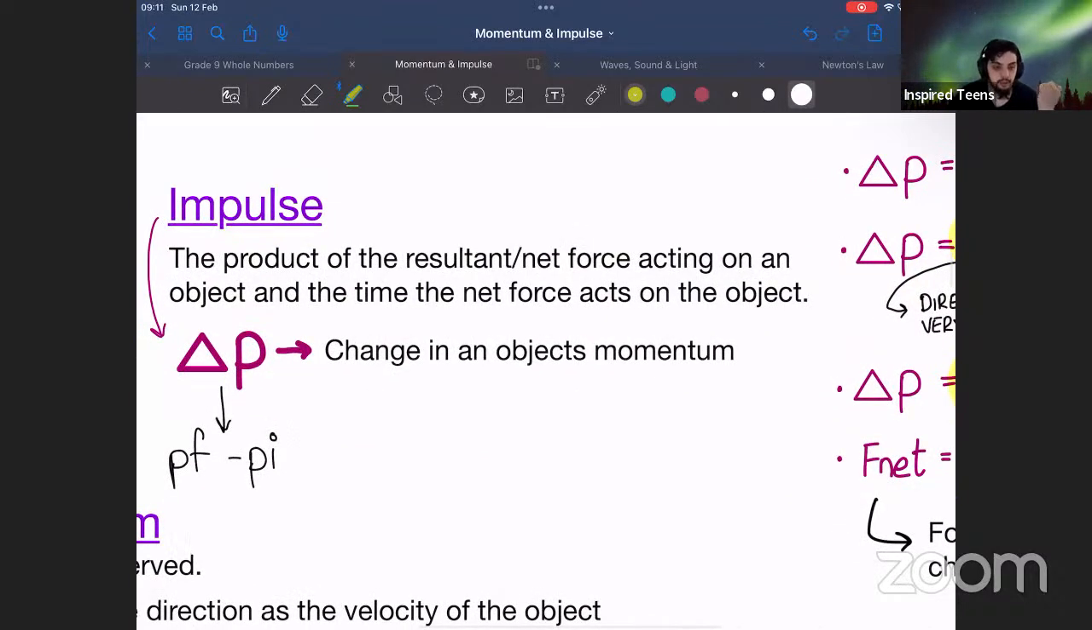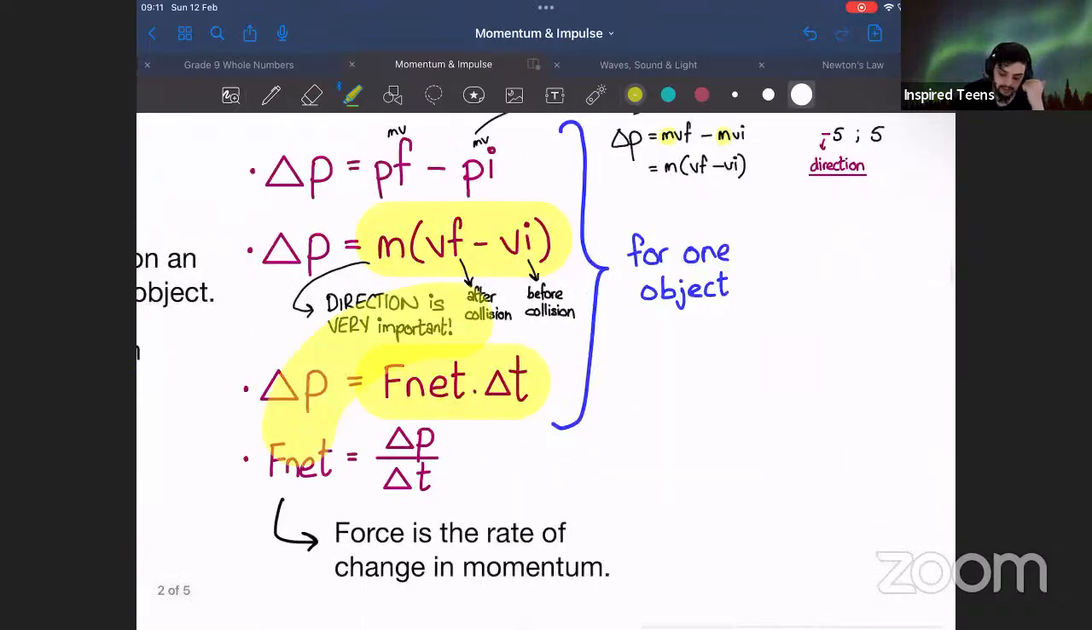The definition is the product, the multiplication, of the resultant or net force, same thing, acting on an object and the time that the net force acts on the object. That's this formula here, F net times delta T.